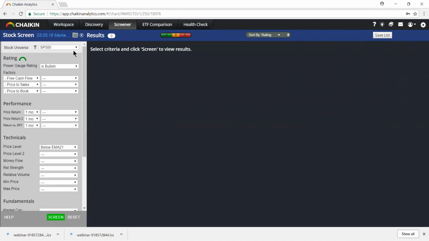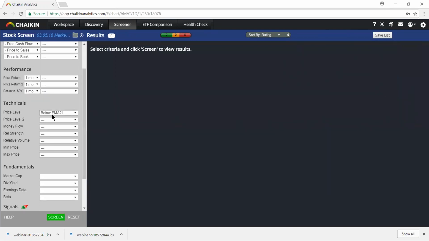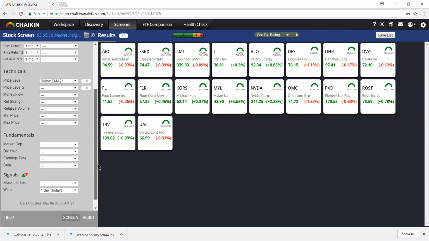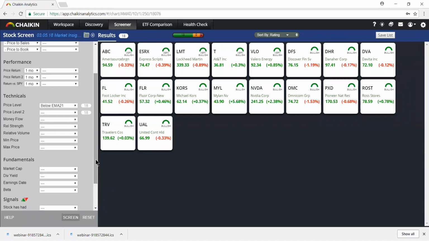So this puts in Mark's parameters: S&P 500, bullish power gauge rating. These are the factors he wanted to be bullish: free cash flow, price to sales, price to book. And he wanted it to be below the 21-day moving average. Hit screen. And you can see I get a list of 18. It'll change slightly each day. So I've taken a list of 5,000 stocks in the universe, and immediately I'm down to like 18 or so.